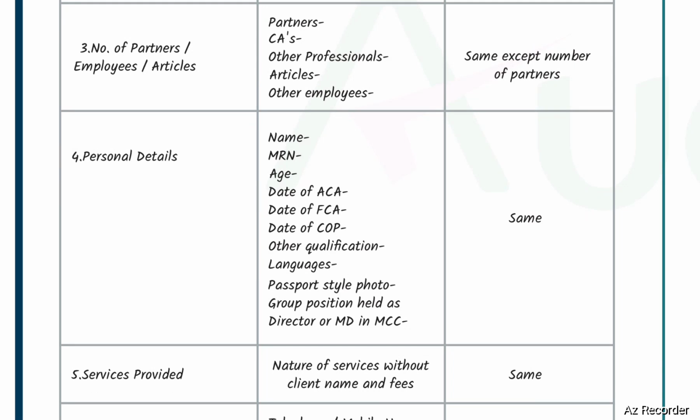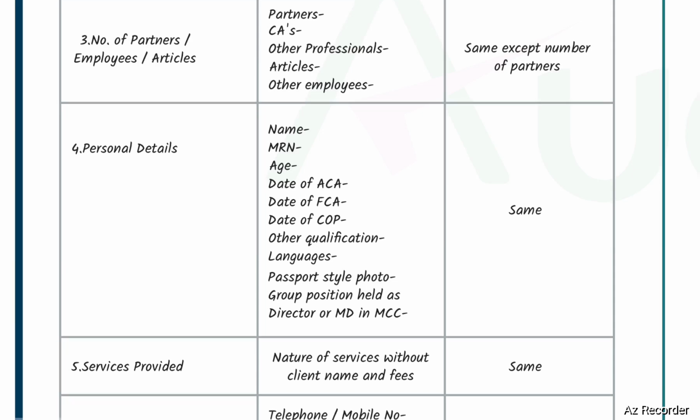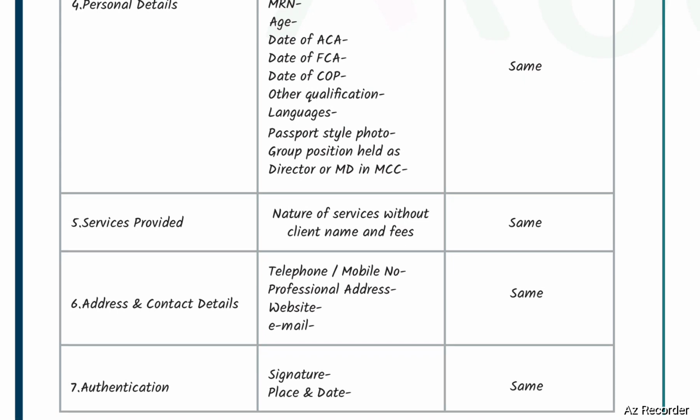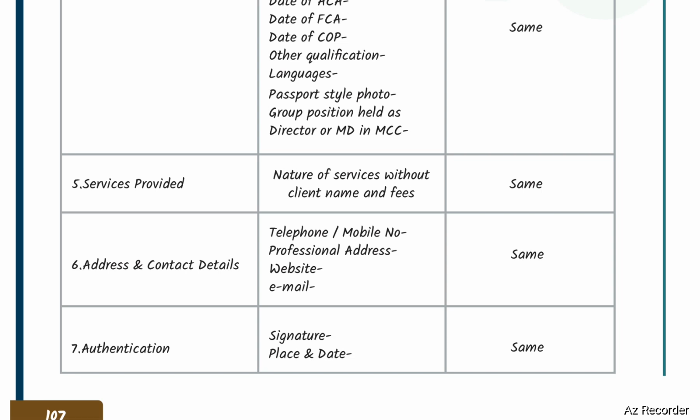Personal details: name, MRN, age, date of ACA, date of FCA, date of COP, other qualification, languages, passport size photo, group position held as a director or MD or in MCC. Same details are required for individuals also. Services provided: nature of services without client name and fees should be mentioned for both firm and individual. Address and contact details: telephone or mobile number, professional address, website, email. Same details should be provided for individuals as well. Authentication: signature, place and date. Same should be mentioned for individuals.